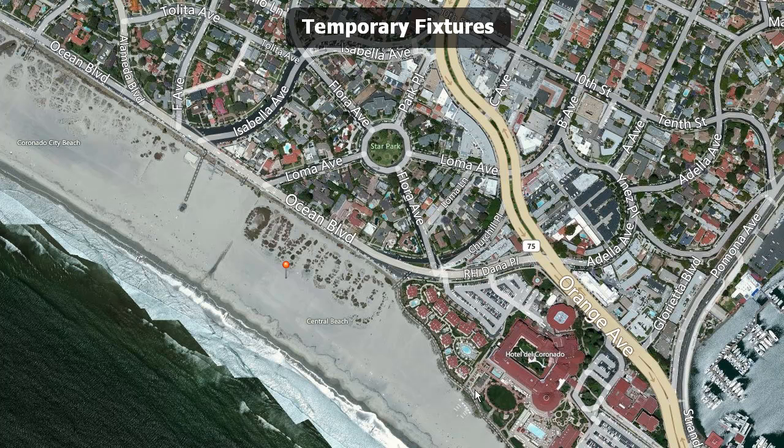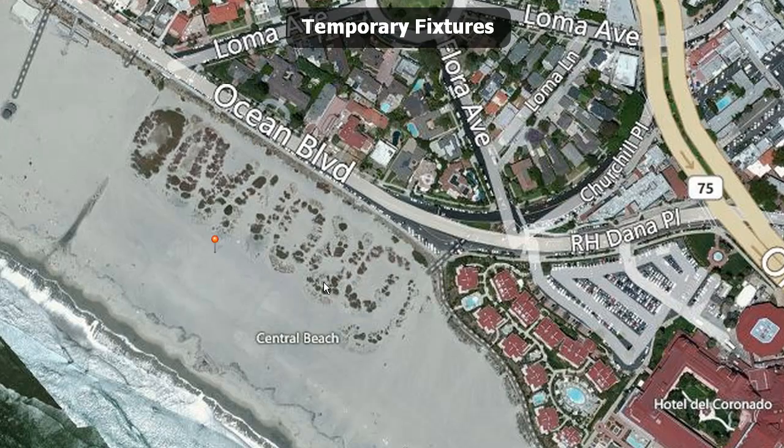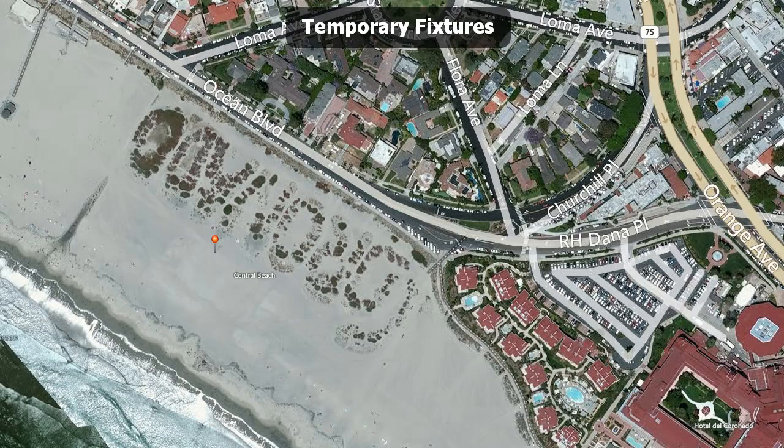Temporary fixtures. Again, how temporary or permanent are the things that we've been looking at? Here's something that says Coronado, spelled out on the beach here on Coronado Island in California, near San Diego. What is that made out of? How long will that be there?